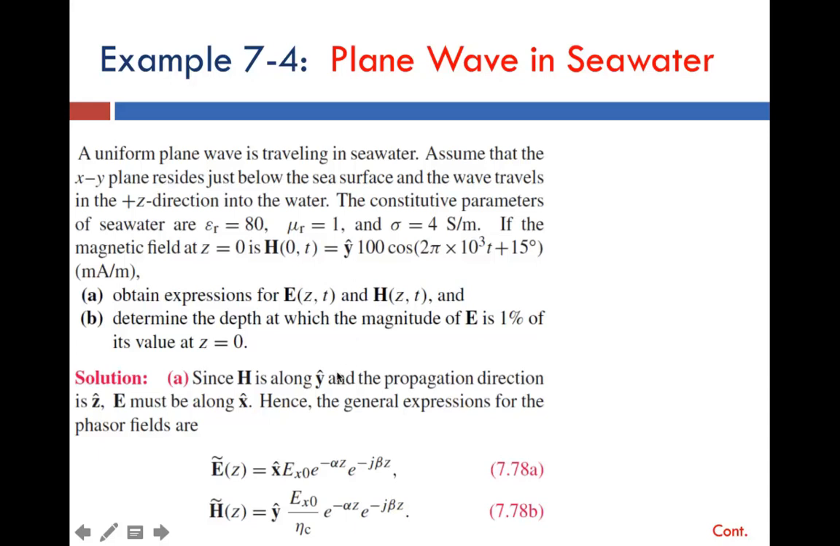So since H is along Y and the propagation direction is Z, E must be along X. So the general expressions for the phasor fields are given as follows. So here's E and here is H, with alpha and beta being as we defined them in the previous lecture, and eta once again being complex because we're in a lossy medium.